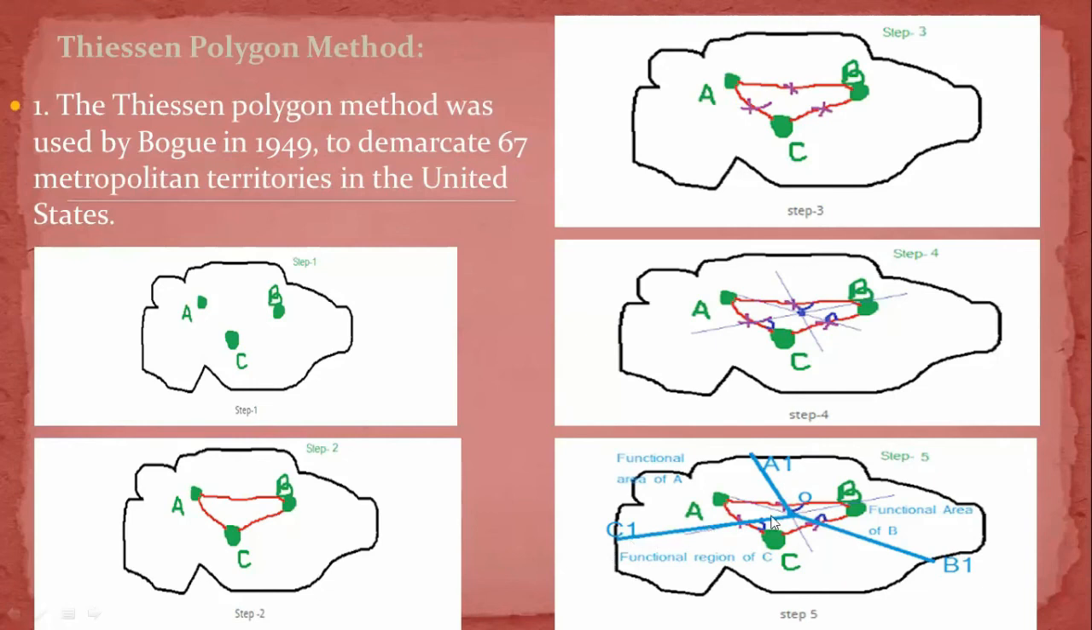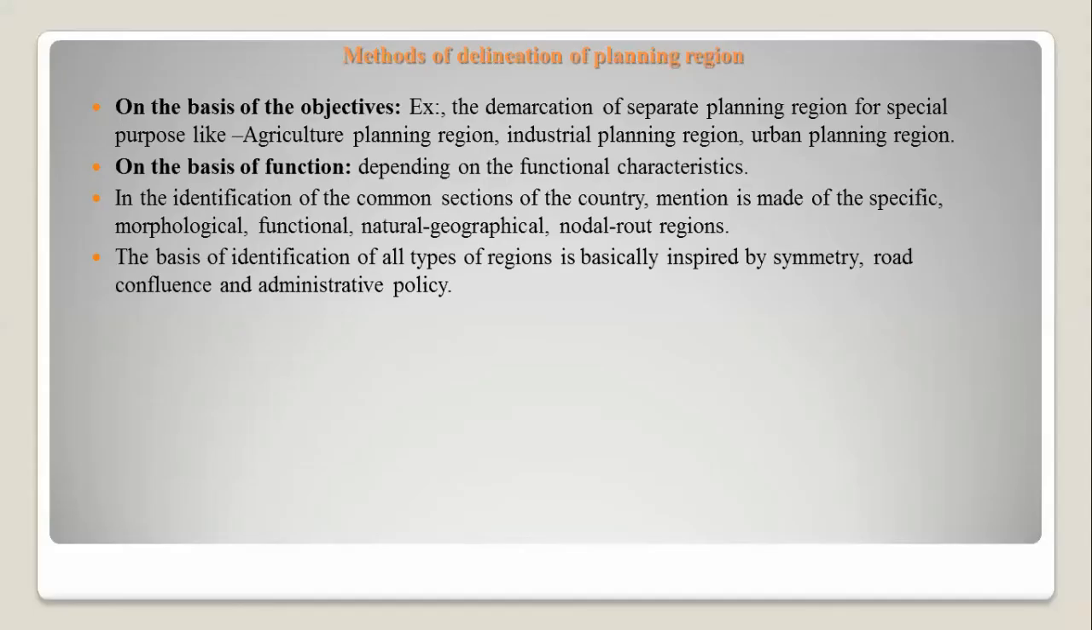So we get over here three regions. What are the regions? C1, 0, B1, and this boundary. Similarly, B1, 0, A1, and this boundary. Similarly, 0, C1, boundary, A1. So we get over here three functional regions, which I told you. So this is the Thiessen polygon method.